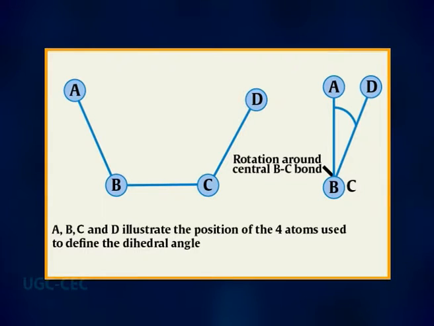The standard IUPAC definition of a dihedral angle is illustrated in the figure. A, B, C and D illustrate the position of the 4 atoms used to define the dihedral angle. The rotation takes place around the central BC bond.